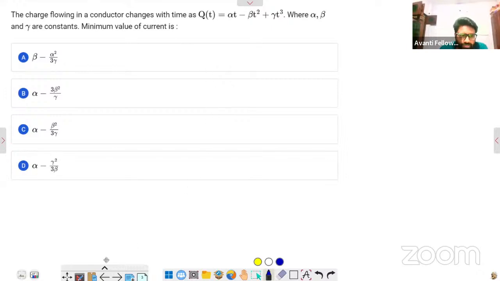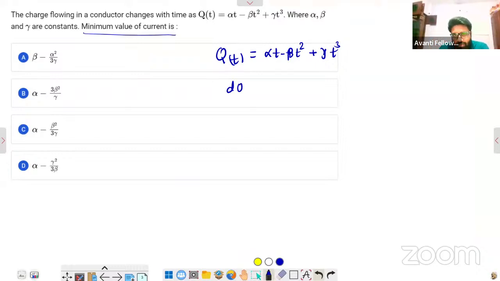So how are we going to solve this question? First of all, Q(t) as an equation we did in the last session also. Q(t) here is alpha t minus beta t square plus gamma t cube. We have to find the minimum value of current. This is the special condition here. First of all, you have to find the current itself, dq by dt. So dq by dt will become alpha minus 2 beta t plus 3 gamma t square.